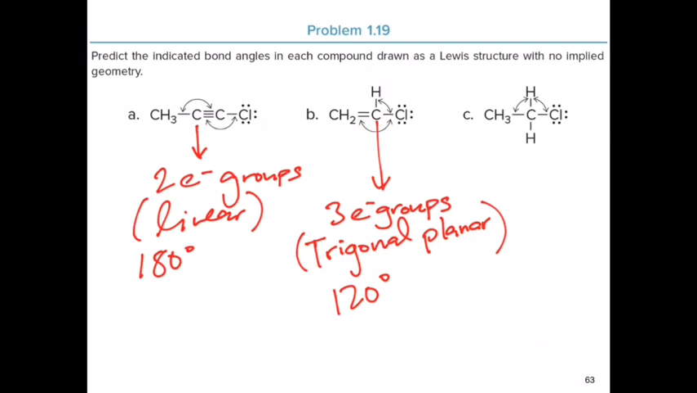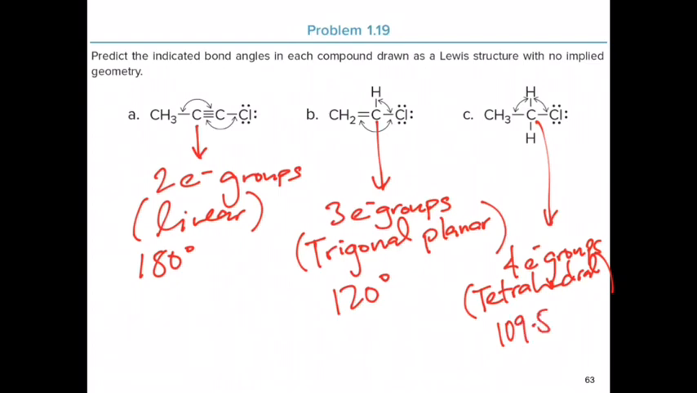And here's another example here. So we have carbon, which is going to be the central atom here, and it contains a total of 4 single bonds, which is equal to 4 electron groups. So this carbon has 4 electron groups, and that carbon is tetrahedral. And so in that case, the bond angle between the atoms will be 109.5.